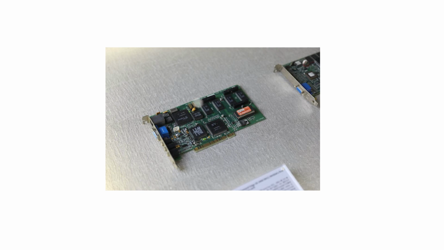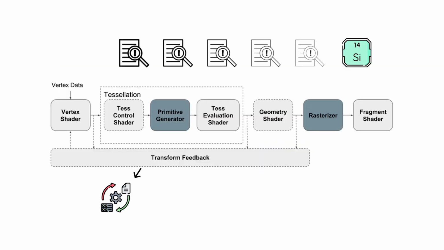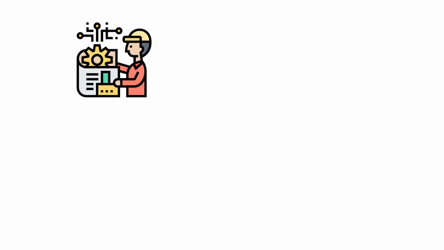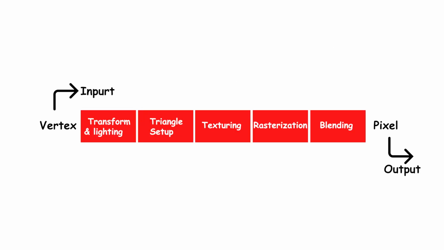Early graphics hardware used a fixed function pipeline. The stages were predetermined in silicon: transform and lighting, triangle setup, texturing, rasterization, and blending. Developers could only toggle settings and feed parameters. The hardware applied the same limited sequence to every vertex and every pixel.